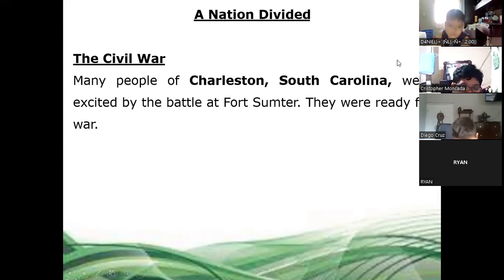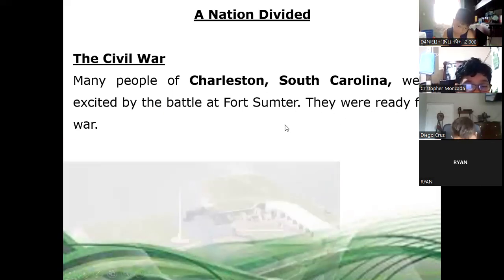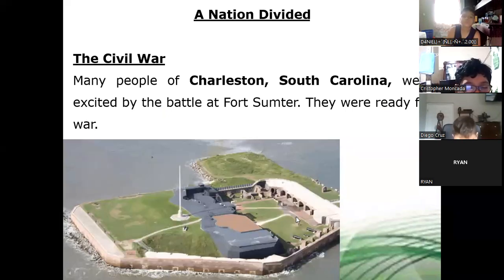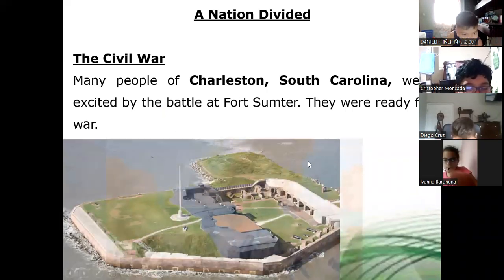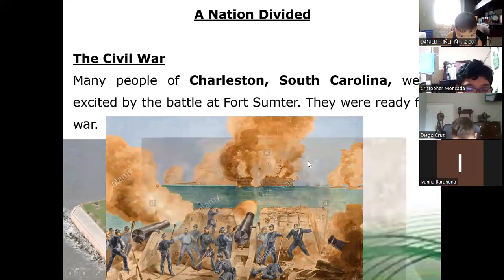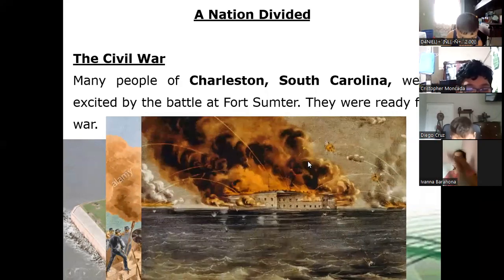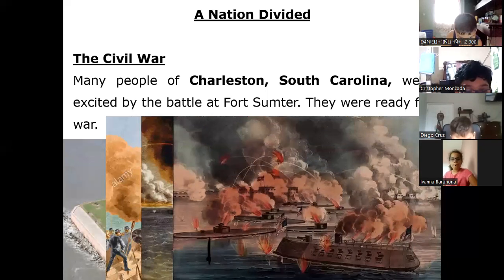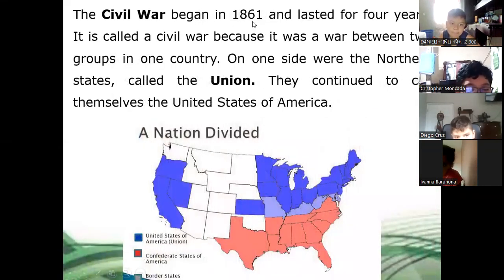Many people of Charleston in South Carolina were excited by the battle at Fort Sumter. They were ready for war. This is Fort Sumter, and how they fought. Wow. Look at the ships attacking the fort. The Civil War began in 1861 and lasted for 4 years.